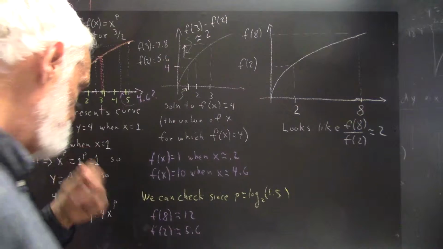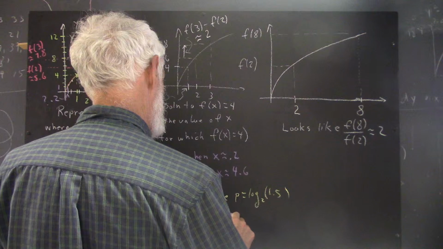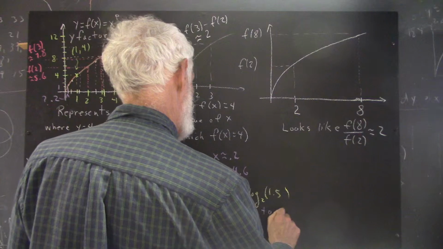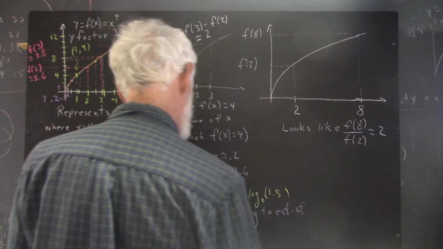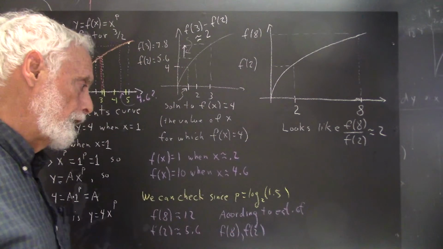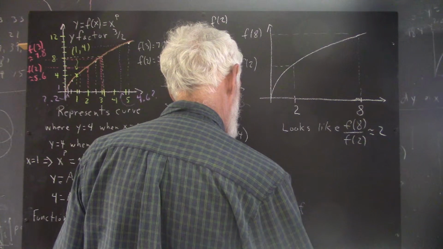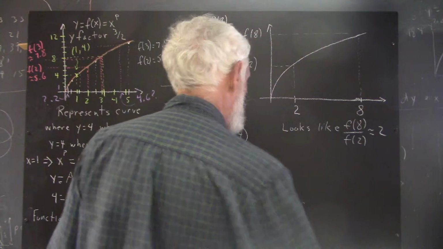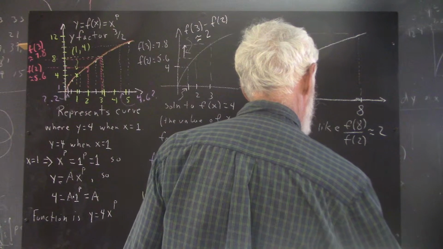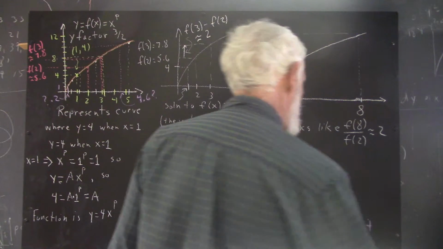According to the graph, that's so, but according to the numerical estimates we made for f of 8 and f of 2, f of 8 over f of 2 is pretty close to 2. Maybe a bit higher.